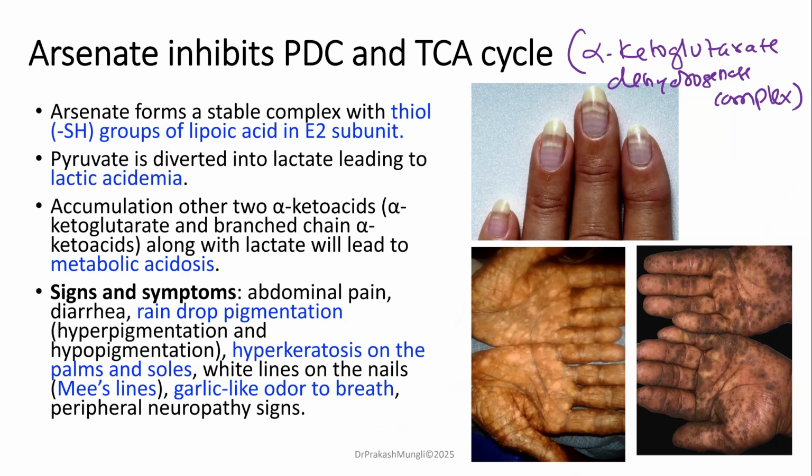Very easy. Once you know it is arsenate, you need to remember enzymes. What is the enzyme? That is also easy. Complex. That's it. Any enzyme that ends as complex is your enzyme. Even if you don't know what is the thing before that, but complex is there, that is your answer. Can be pyruvate dehydrogenase complex, alpha ketoglutarate dehydrogenase complex, branched chain alpha keto acid dehydrogenase complex. And where exactly does arsenate bind? E2, lipoic acid. These are the points.